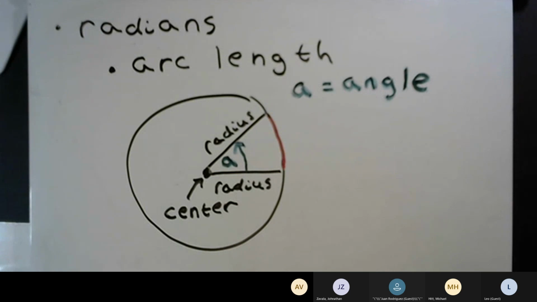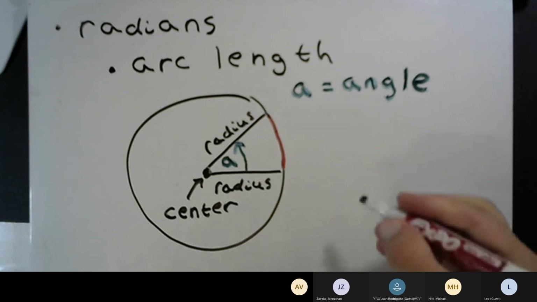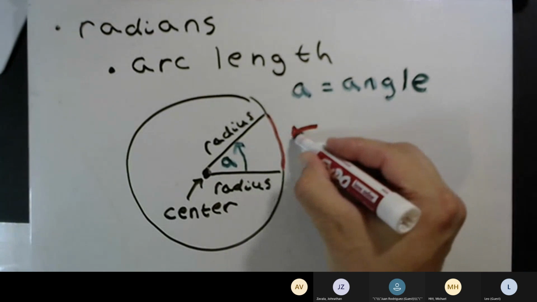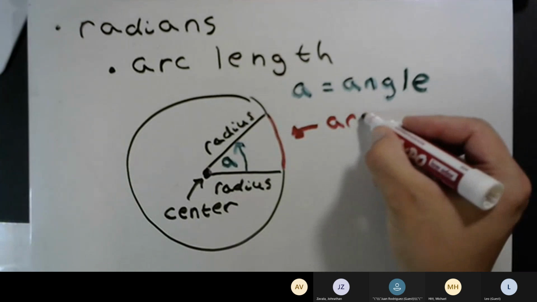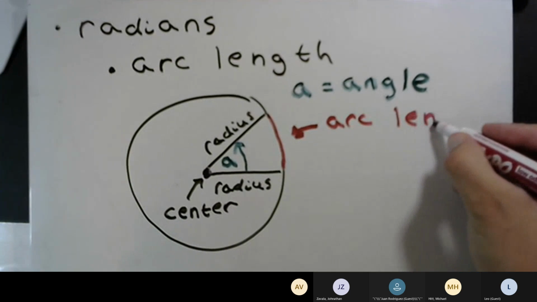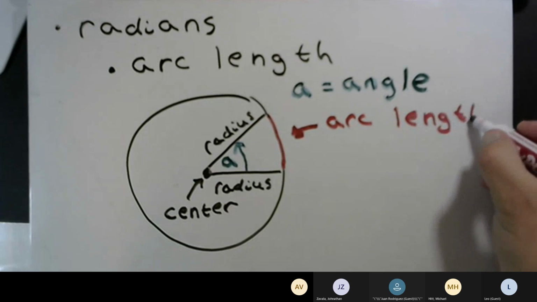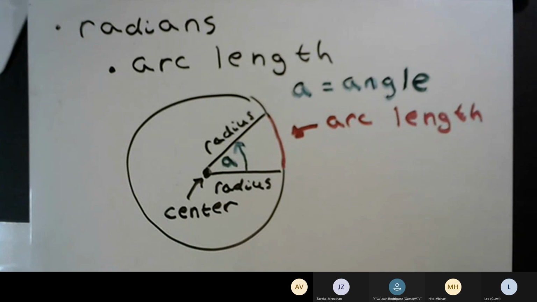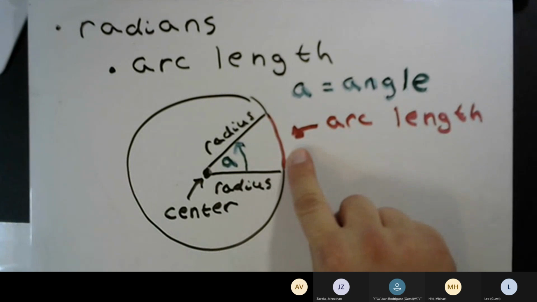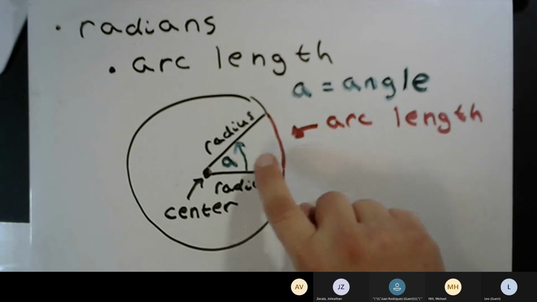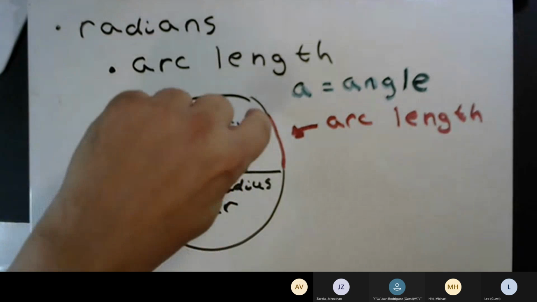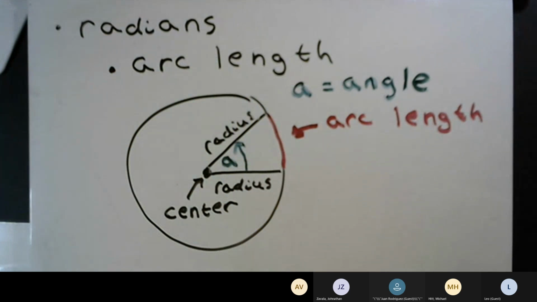It's a measure of the rotation. It could be 30 degrees. It could be, say, something like that. And then this piece here is called the arc length. And this arc length is related to the size of the angle. If the angle is bigger, the arc length is going to get bigger. If the angle is smaller, the arc length is going to get smaller.